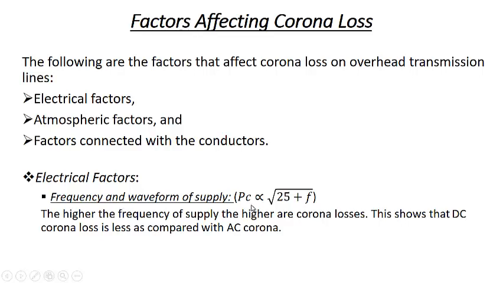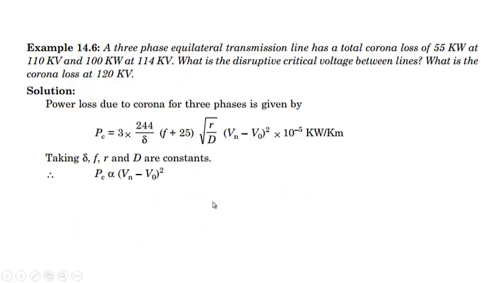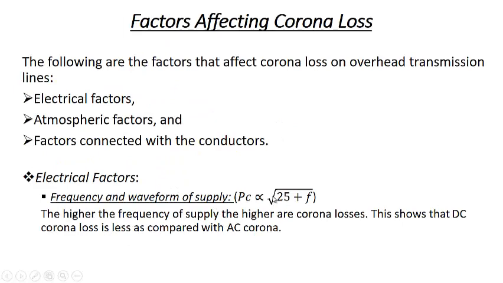We know that this PC is proportional to square root of, sorry, it is not square root. Please correct it. It is proportional to 25 plus f, without the square root. So it means the higher the frequency of the supply, the higher is the corona loss. This shows, and this is an important point, that the DC corona loss is less as compared with the AC corona loss. But it is not that the DC corona loss will be zero. It will definitely be less as compared to AC corona loss, but it is present there.